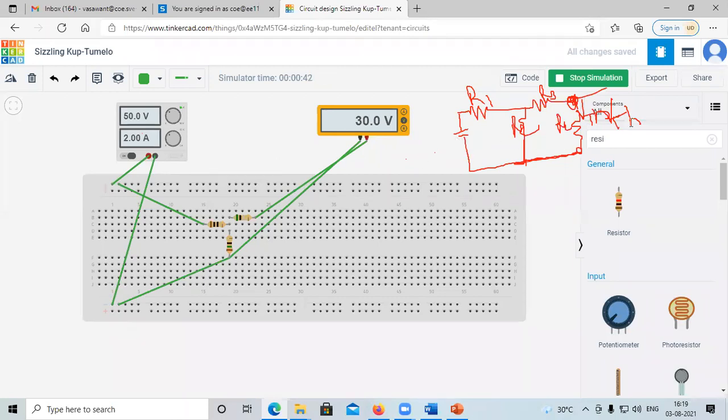To calculate the RTH. While calculating RTH, our procedure is that if there is a voltage source, just short circuit this voltage source. If there is a current source, just open circuit the current source.